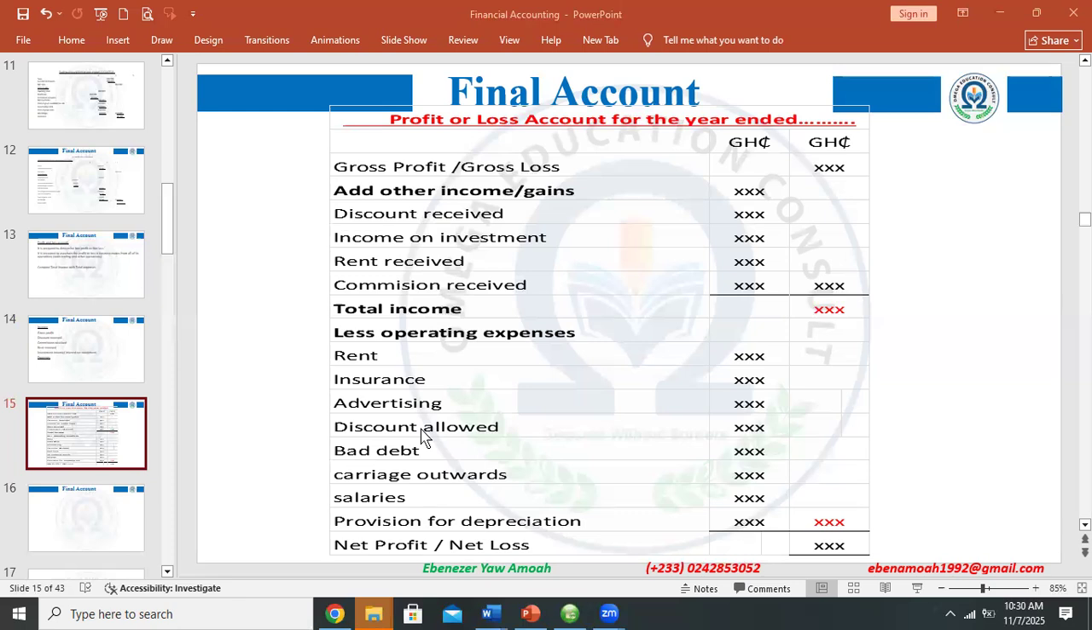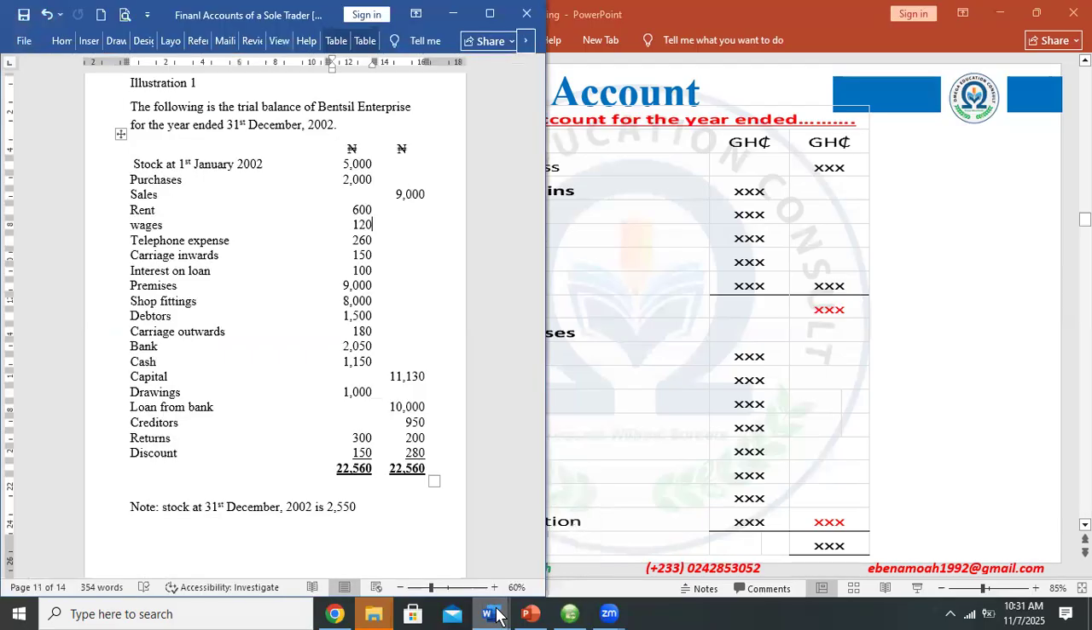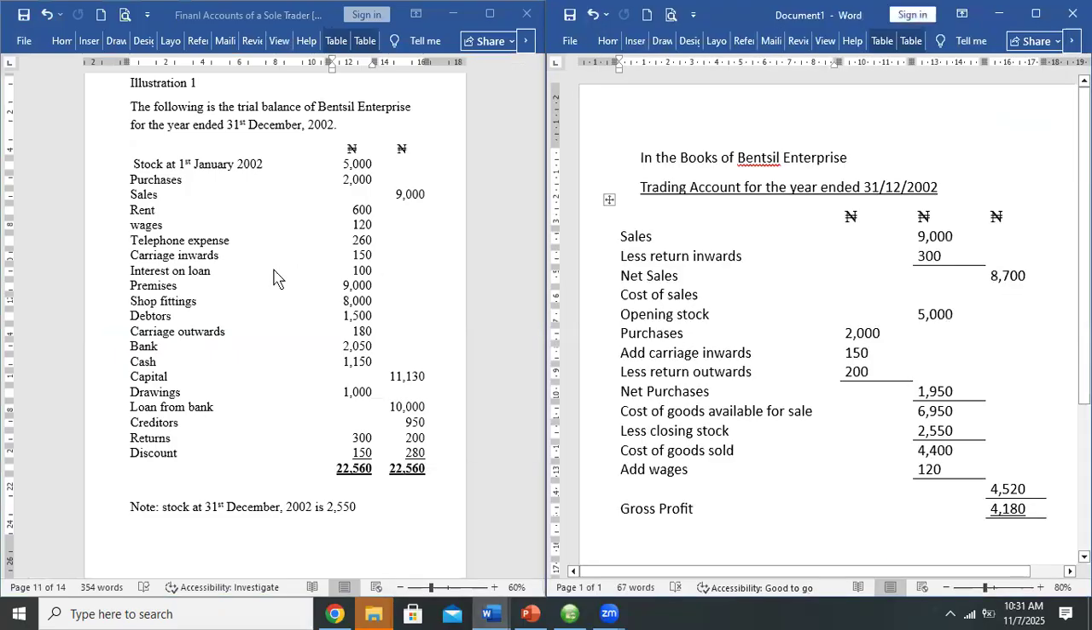Okay, no further questions. Great. So this is your profit and loss account. So professors, we can prepare the profit and loss account of the question that we saw, right? This question. So let me get back to it. This question. Good. And you see that some of the things we spoke about are visible here.